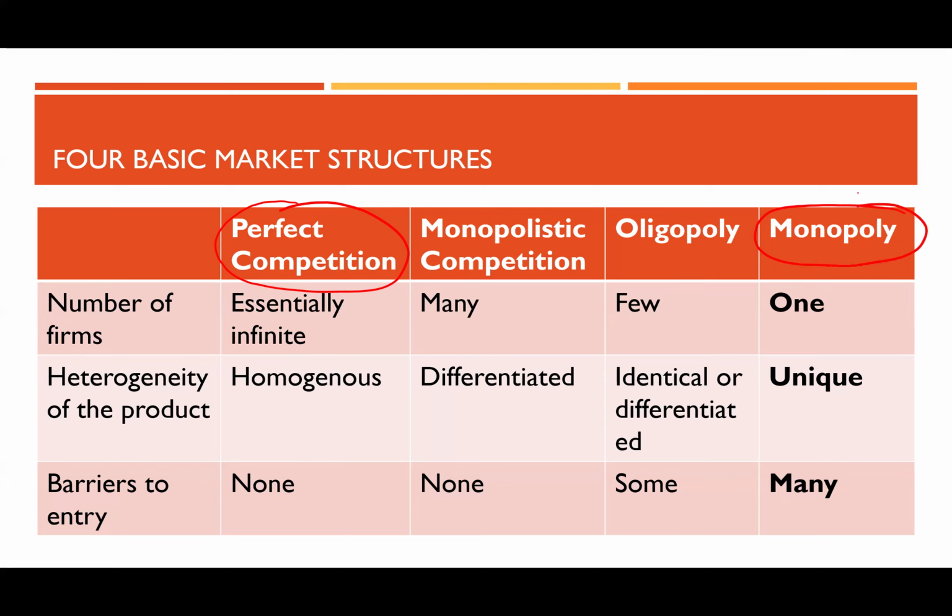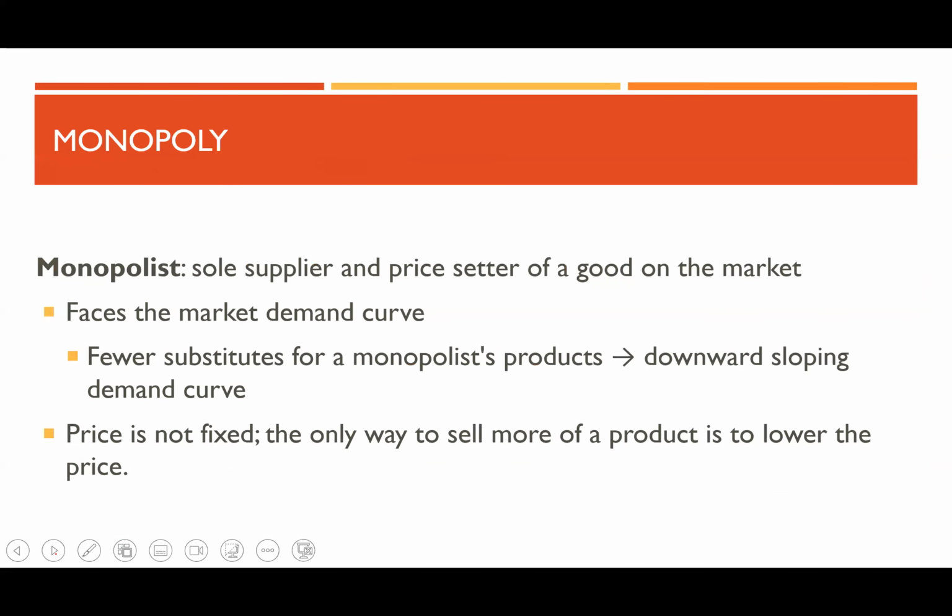So we have one firm serving an entire market whose product is unique, right? No one else is providing exactly what they're providing. And there are very high or many barriers to entry so that no other firm can enter and compete with our monopolist. So for that reason, we define a monopolist as the sole supplier and price setter of a good on the market, right? Notice that our monopolist is not a price taker, right? They can influence their price and no one is able to compete with them directly.